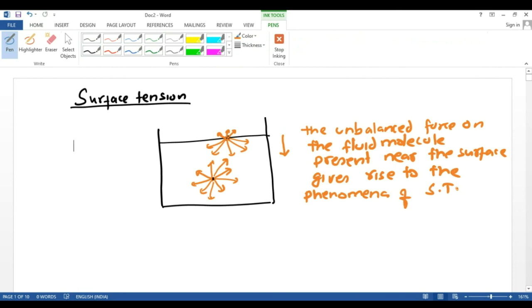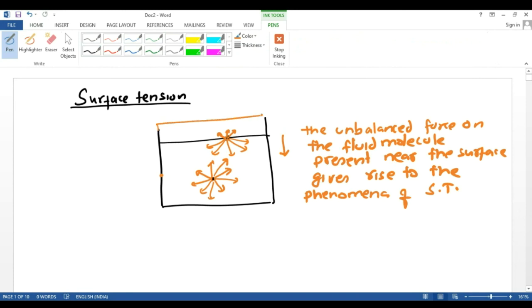I think I talked about earlier that if I take a molecule right here, this molecule has an interface with solid as well as fluid. So even it will be having some unbalanced force, right? And that unbalanced force may have the solid dominating the force, or it may have the fluid molecules dominating the force, depending on what kind of fluid we are taking and what kind of solid interface we are taking, right?